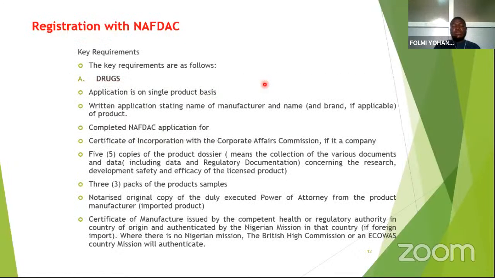Then let's look at those key requirements. Key requirements are as follows, especially when you want to register drugs. We have different drugs for headache, for painkillers, for stomach ache. So what I did here is just generally give the key requirements for all. So if it's drugs, application is on a single product basis. For all products, it's on a single product.